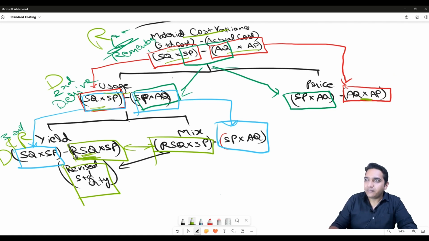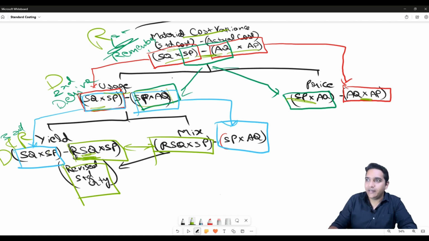Now we multiply the middle two terms, that is the standard price and actual quantity, and put it as the remaining back part of usage and price. Our formula for usage and price are ready.